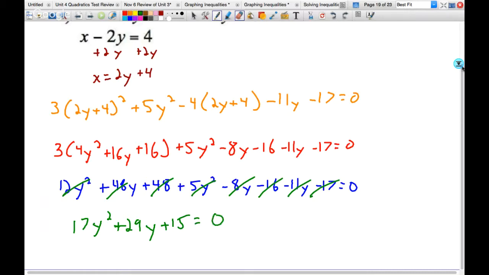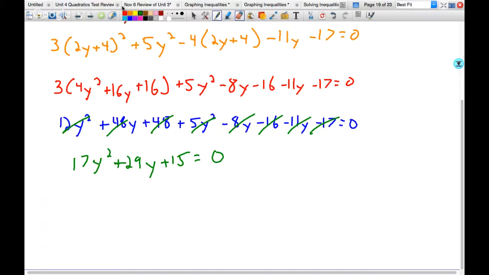But now let's see why this has no solution. So for this to have a solution, the discriminant needs to be greater than 0. The discriminant is what's inside the square root of our quadratic formula, b squared minus 4ac. Let's plug those values in now. 29 squared minus 4 times 17 times 15. And that equals negative 179.